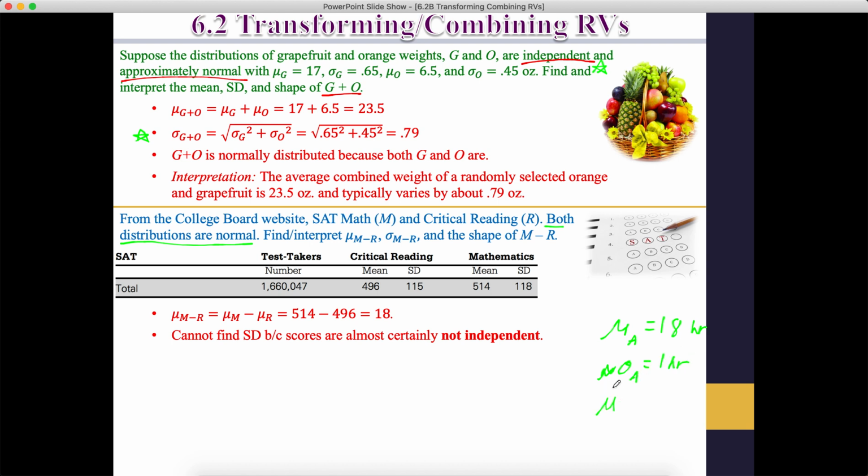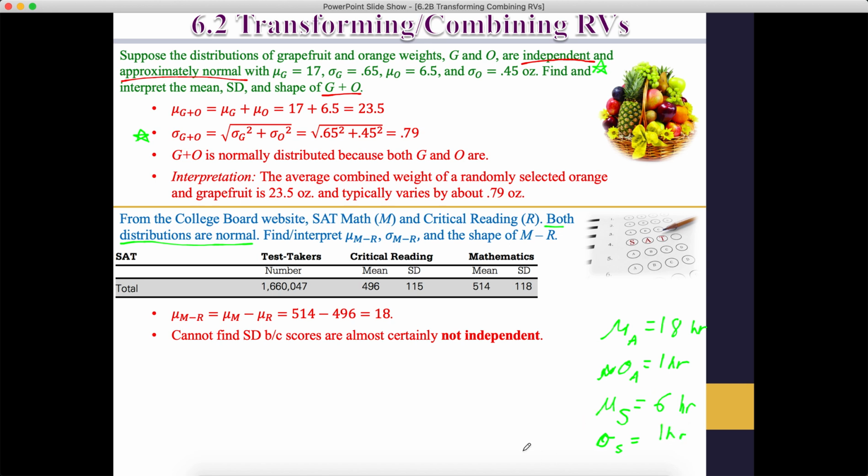If I ask you, therefore, what's the average amount of time that you're asleep? Maybe I shouldn't have done awake and asleep because they both begin with A. Let's go S for sleep. That would then be 6, right? It'd be everything else from the 24. And then sigma sub S, let's also say that's plus or minus 1 hour.